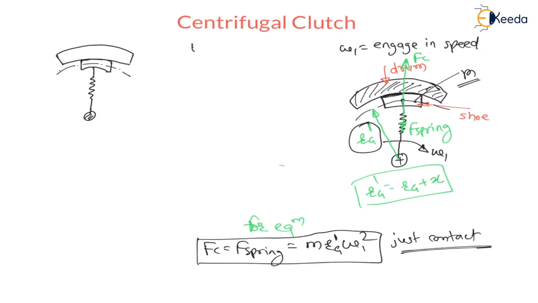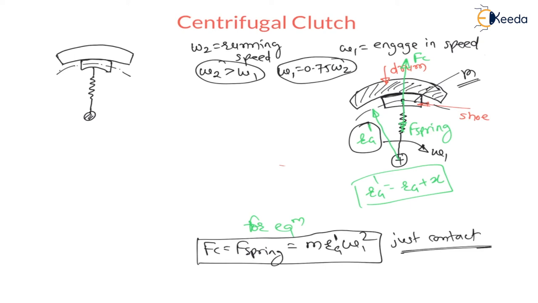Now let us consider omega 2 as the running speed at which the clutch is running or rotating. That means omega 2 is definitely more than omega 1, that is the engagement speed. And we can say this omega 1 is 75% of omega 2. This is a general consideration. Engagement speed is 75% of the running speed, and running speed is more. Now it is rotating with angular velocity omega 2, which is more than omega 1.